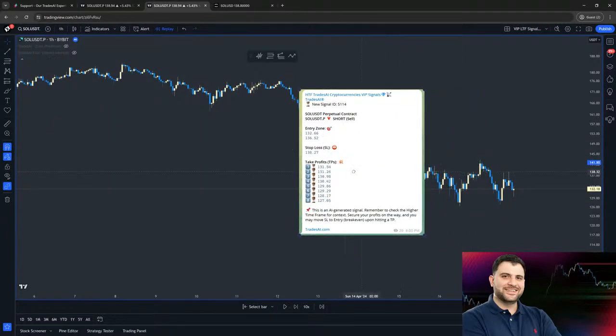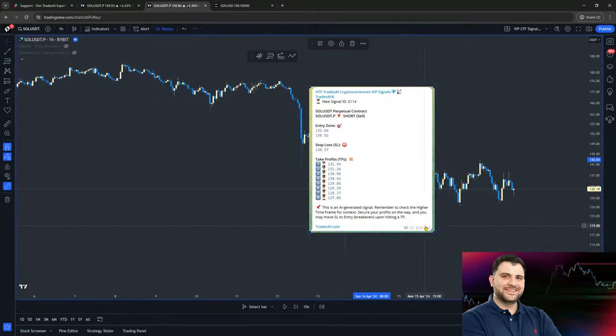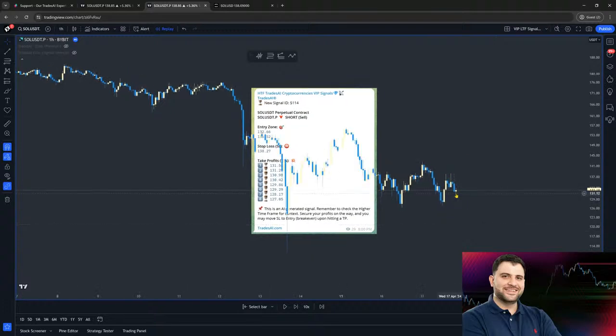So you get the signal like this. Take a look at the timestamp. This is on my computer. I'm in the Toronto EST time zone. So it was 8 p.m., I think this was yesterday, 8 p.m. Now it's around 11:30 a.m. the next day. So this came 8 p.m. yesterday. What I did in here is I replayed the chart to that time.